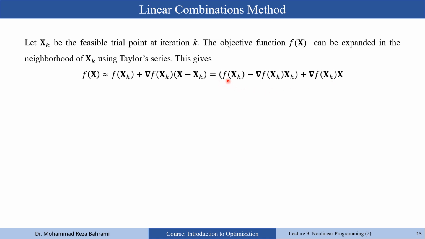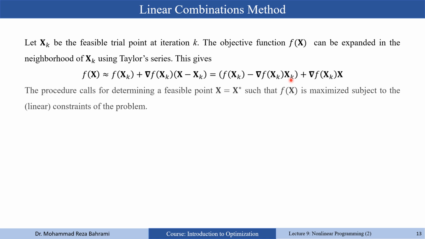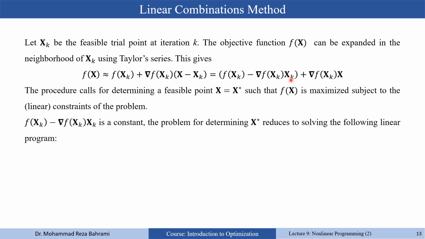As you can see, xk is a feasible trial point. It means that it is given. When you put it here, it means that it is given. It is a number. When we say that it is a number, it is a constant. So the problem for determining the optimal reduces to just calculating this part. So we want to maximize this part. So let's call it WK.